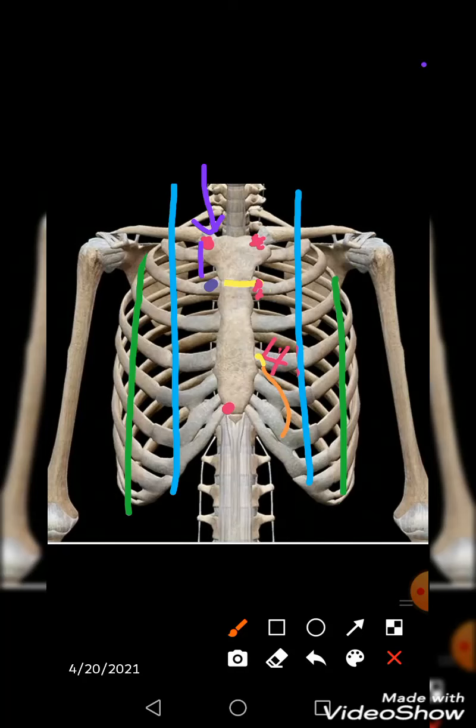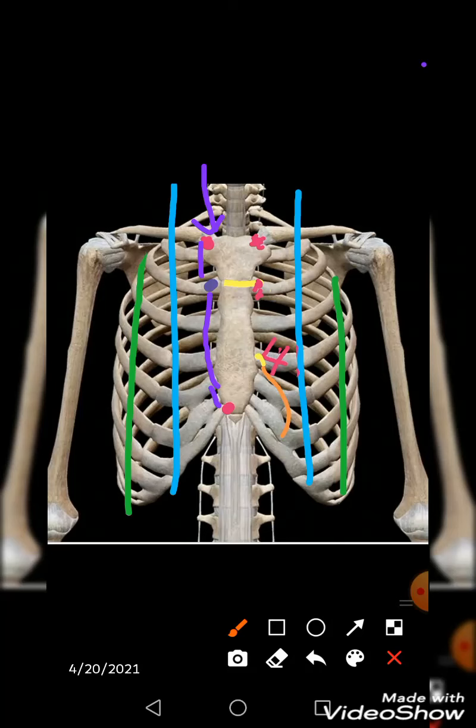The yellow line is showing the sternal angle. So second point is in purple color. From here we have to trace down and reach to the third point, which is just above the xiphisternal joint. This is the area which is for the xiphisternal joint.